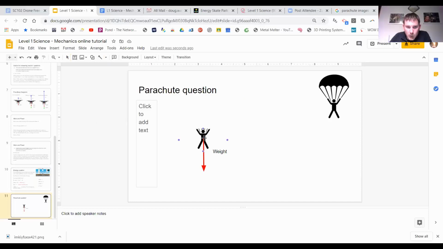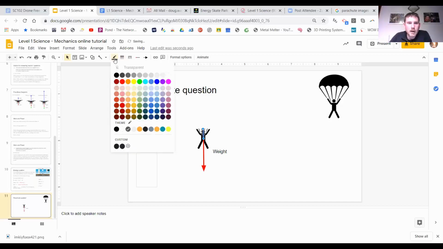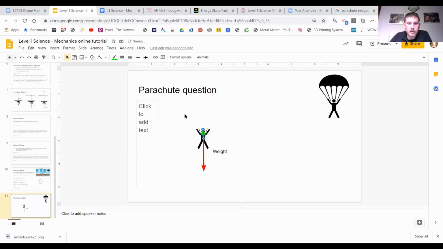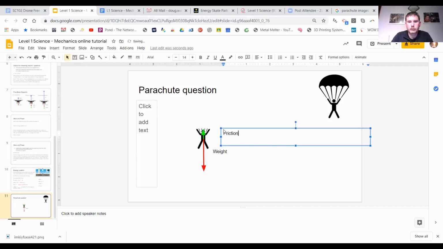So as soon as they've jumped out of the plane, they don't have any downwards speed the instant they jump out. But with every unit of time that passes, they're going to get faster and faster downwards due to that net force, the weight acting downwards. And that means they're bumping into more air particles every second. And so there's a nice little green arrow for our friction. And again, you could call it air resistance if you wanted to.